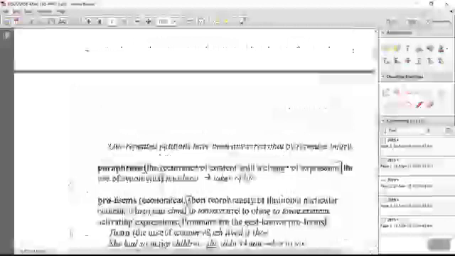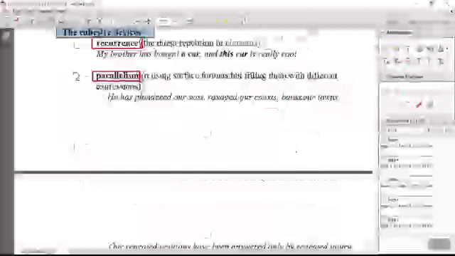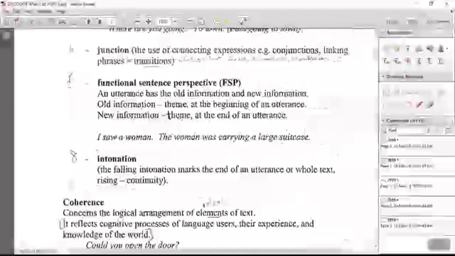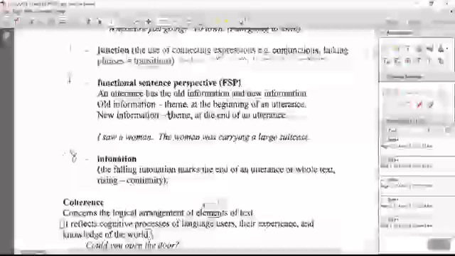So these are the cohesive devices that may come up. There are 8 of them. Okay, 8 cohesive devices.